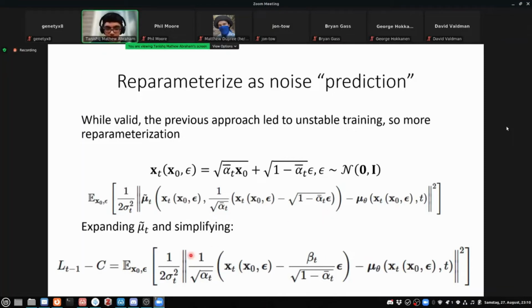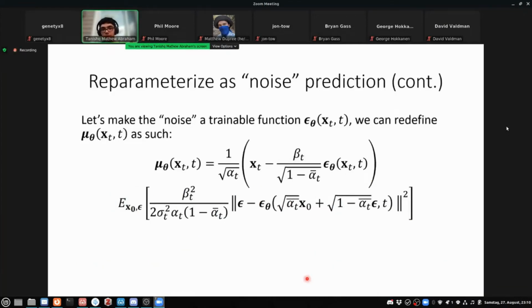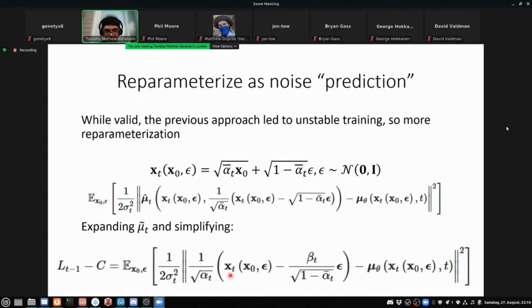Then we can do more math in terms of this mu tilde. We wrote that equation down earlier, so we can plug these terms into that equation and simplify. And then we get this new term instead. But we still have xt depending on x0 and epsilon.